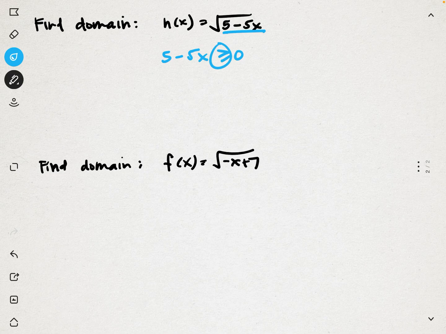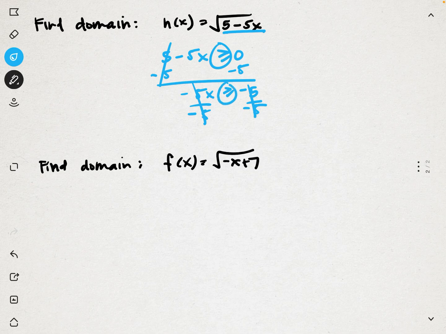So let's solve this. We're going to subtract our 5. 5 minus 5 is 0. That's what we want. 0 minus 5 is negative 5. And then here's where we divide both sides by a negative. When we do that, they cancel. But we need to remember to flip that sign. So x is going to be, instead of greater than or equal to, now less than or equal to 5 divided by 5, which is 1.